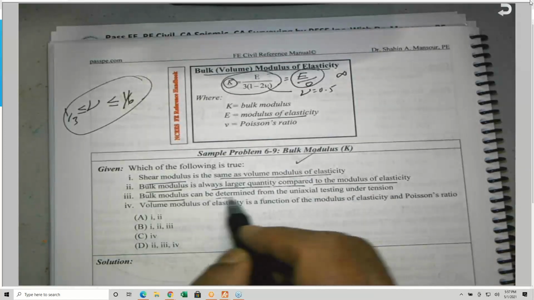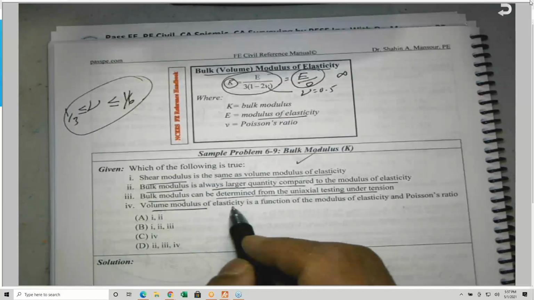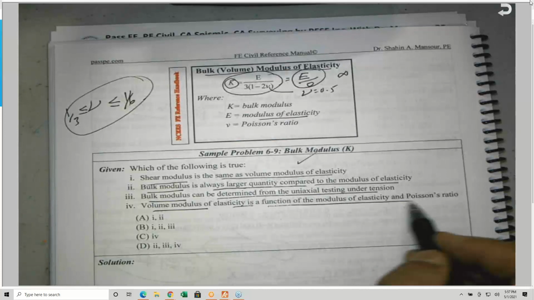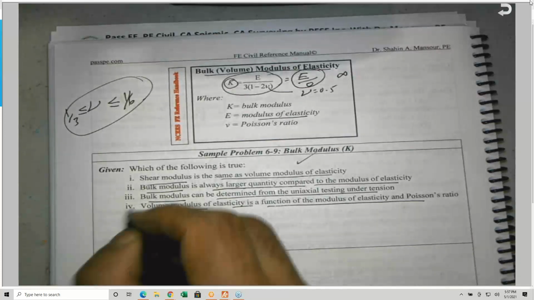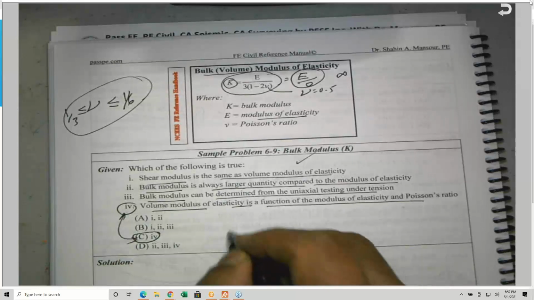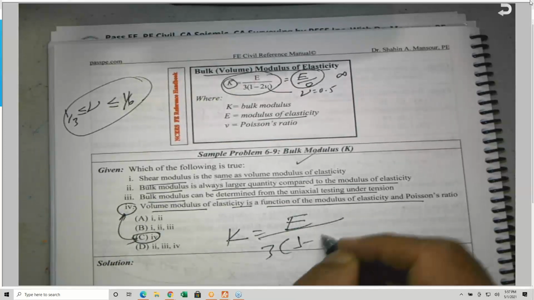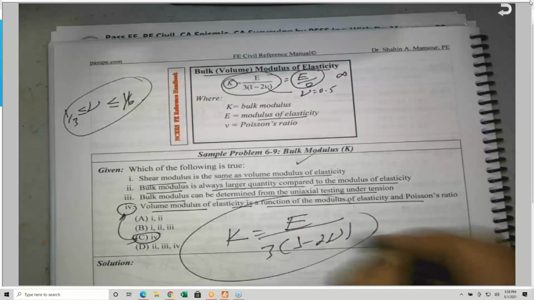Bulk modulus, or volume modulus of elasticity, can be determined from the uniaxial tension test, and it is a function of the modulus of elasticity and Poisson's ratio. From this equation, K is equal to E divided by 3 times (1 minus 2 nu). This is what I need you to know.